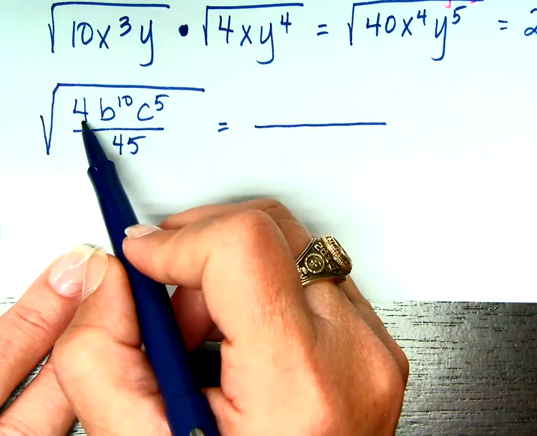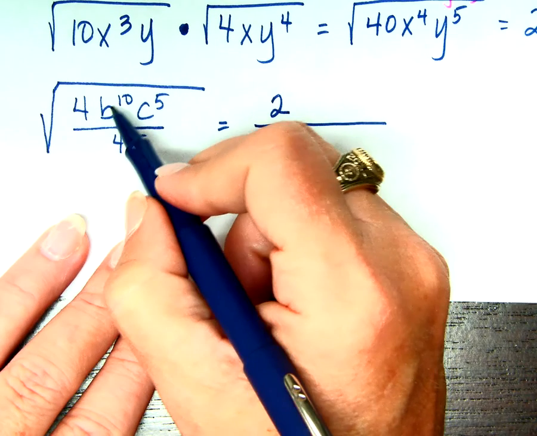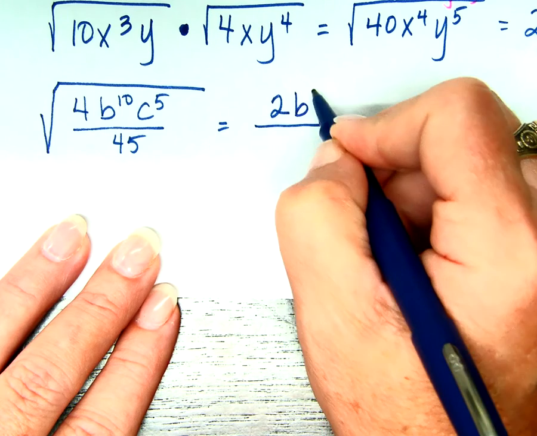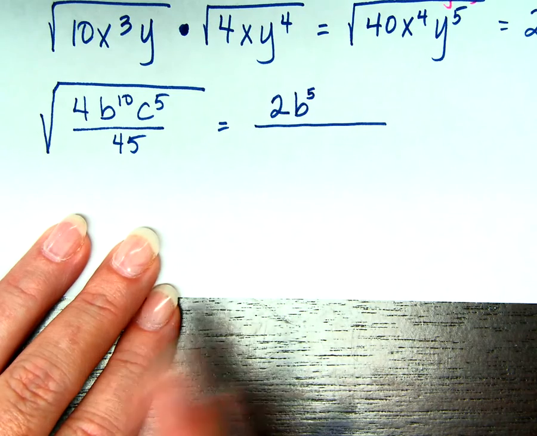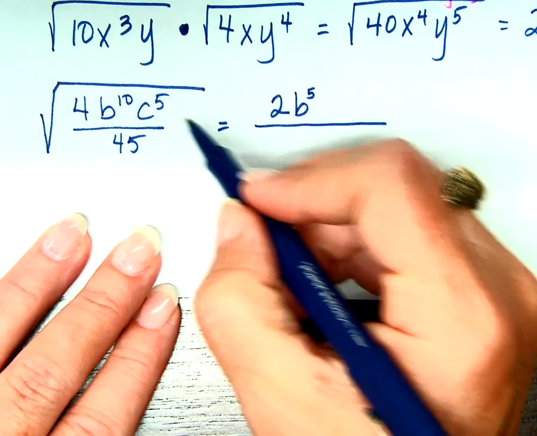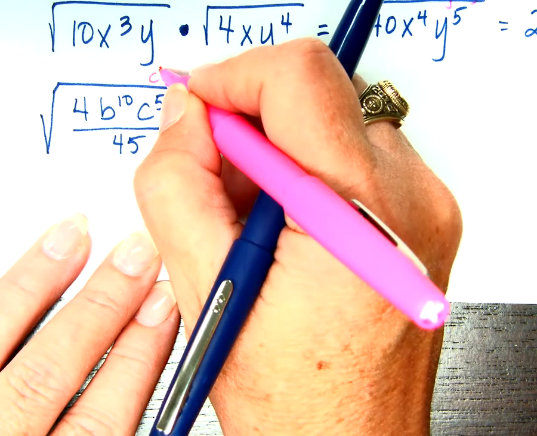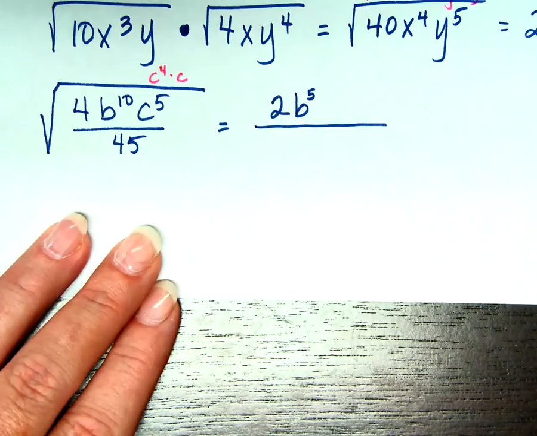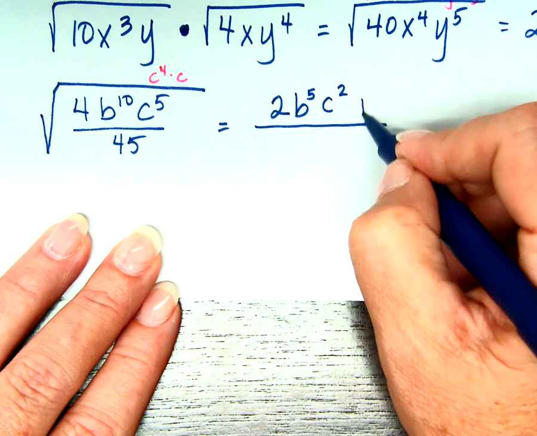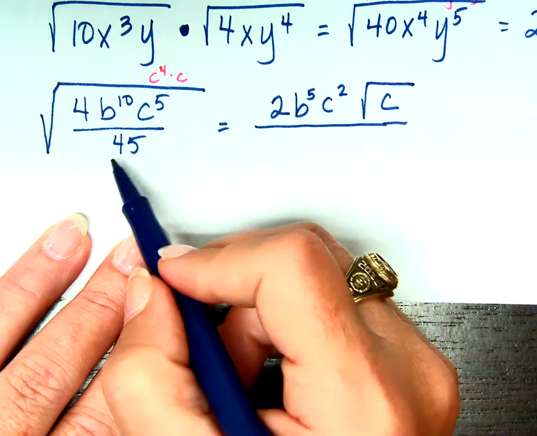What is the square root of 4? What is the square root of b to the 10th? B to the 5th, right? B to the 5th times b to the 5th is b to the 10th, so that's how I take the square root of it. What about c to the 5th? It's c to the 4th times c, and what's the square root of c to the 4th? C squared. So do I have anything left inside my radical? A c, right? Okay.